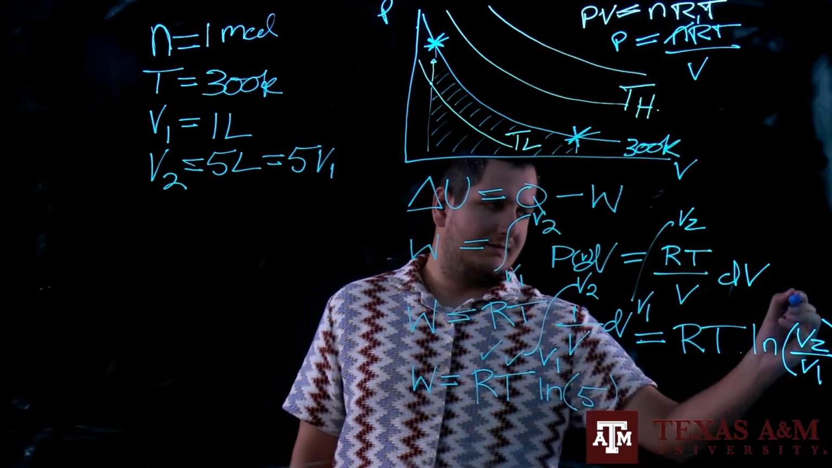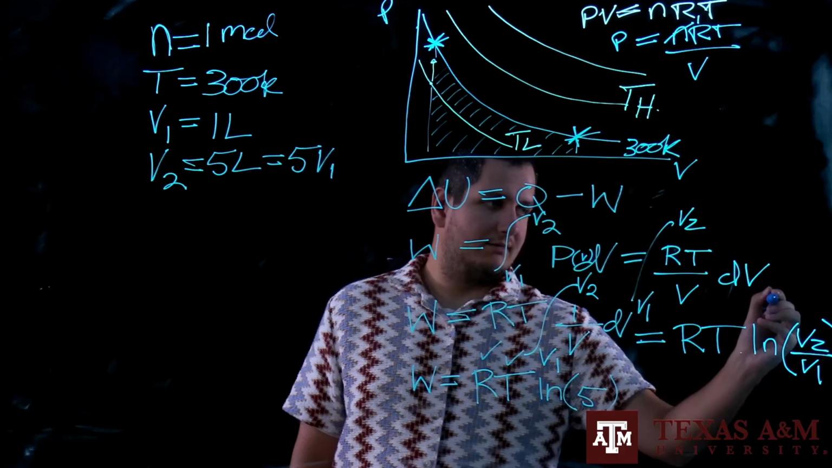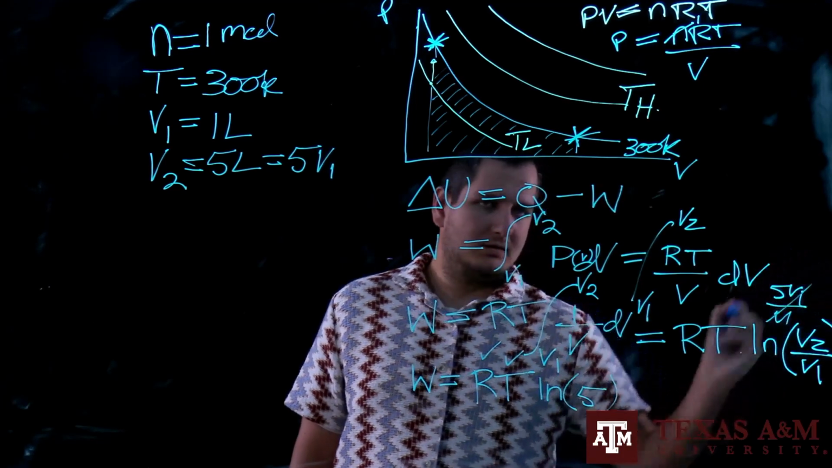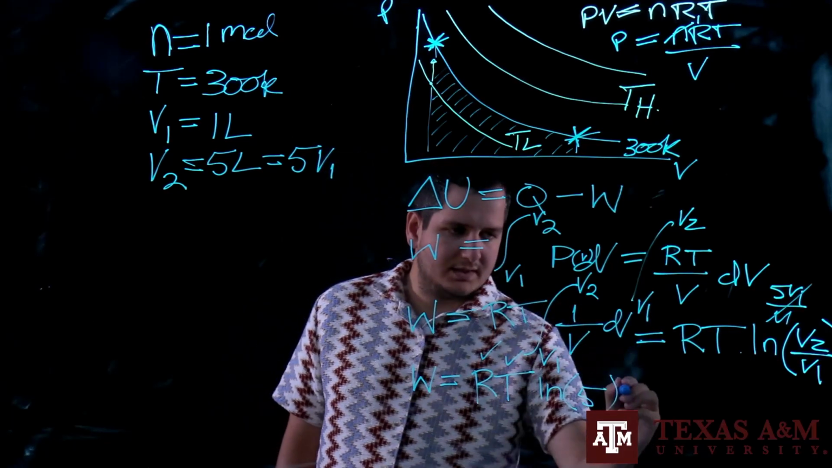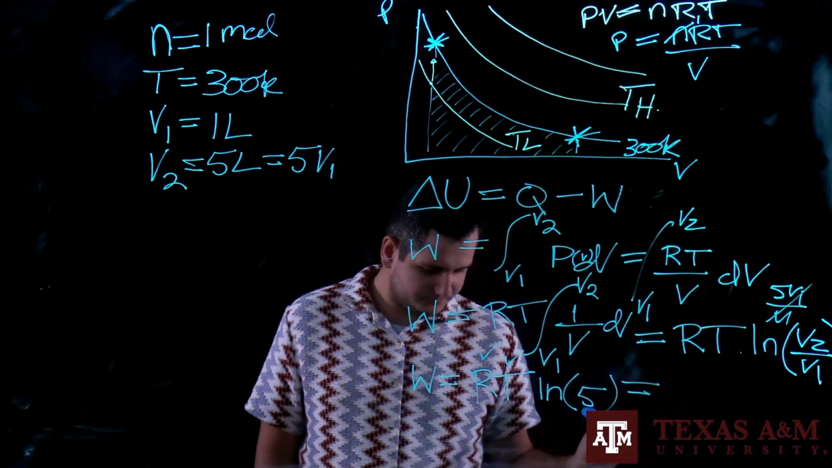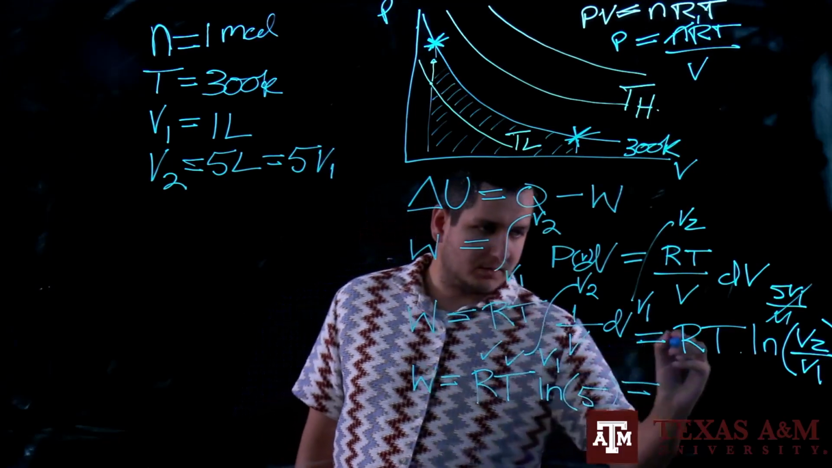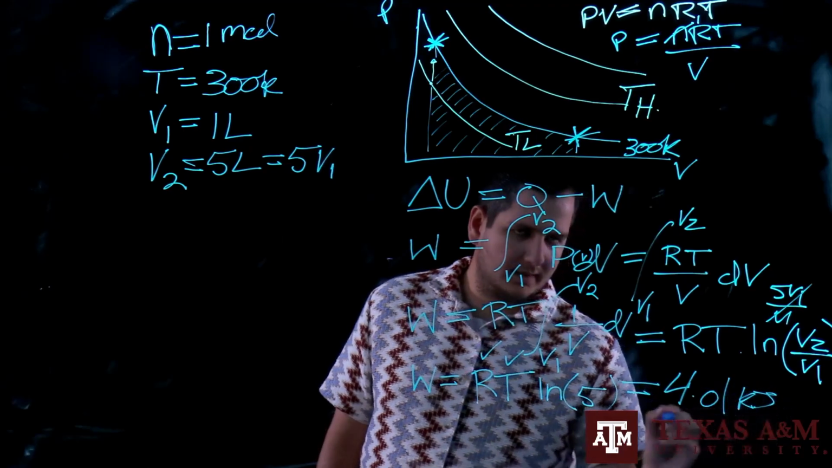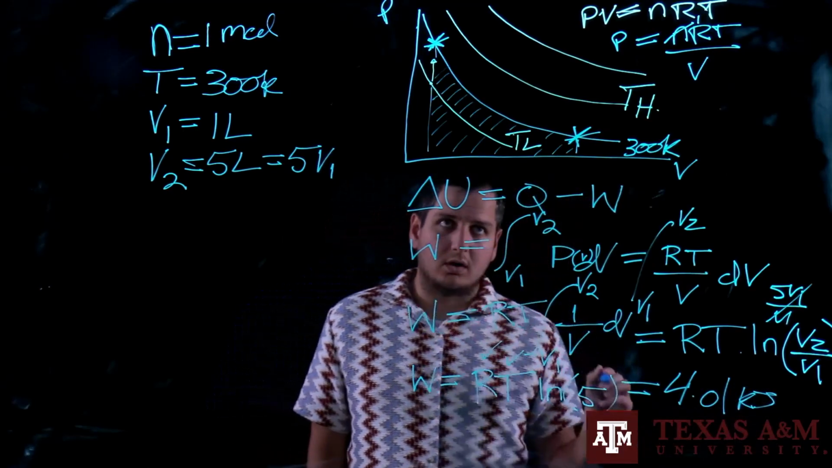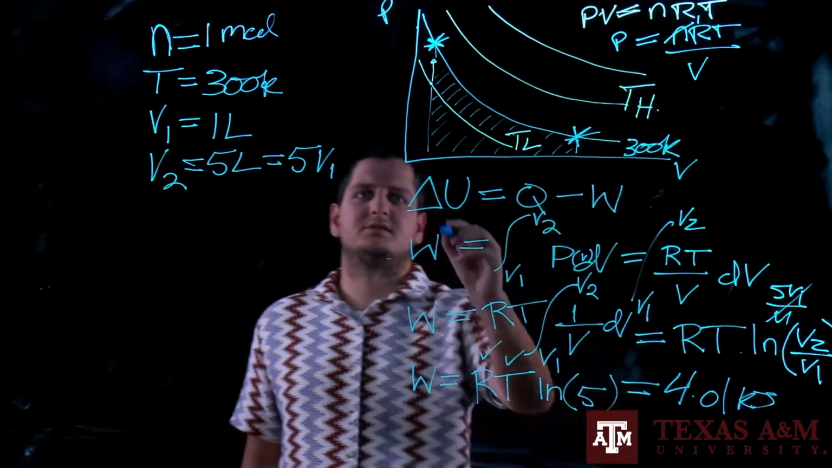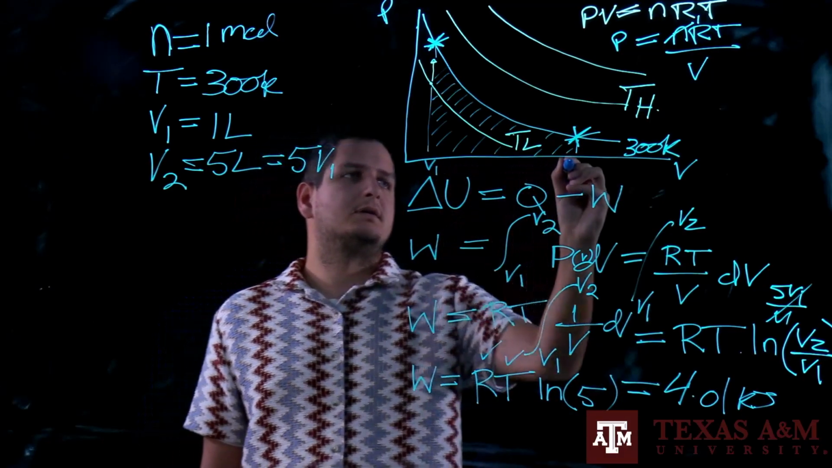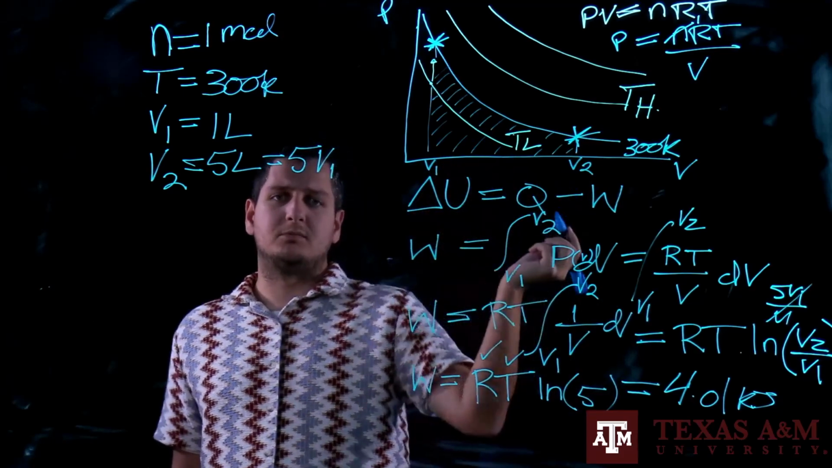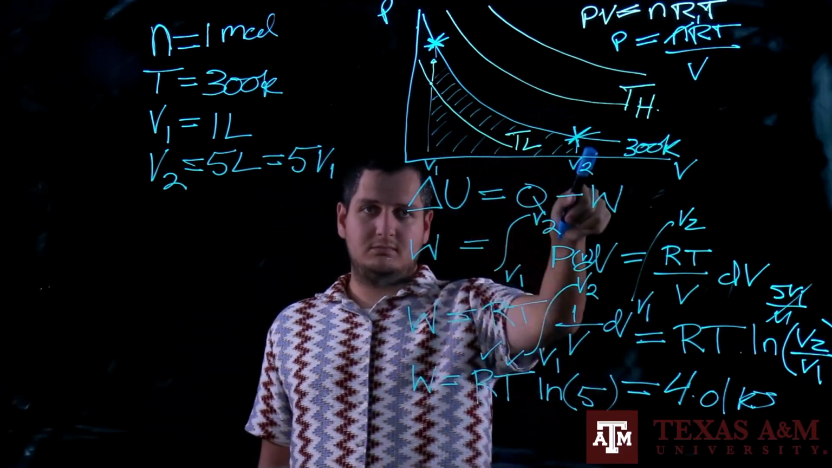Because let's just be explicit about it. If you have 5 times V1, this is V2 over V1, right? You're left with 5. This ends up being 4.01. Okay? Of work done by the gas, right? Because we're going from V1 to V2, right? Isothermal expansion. Small volume, bigger volume.